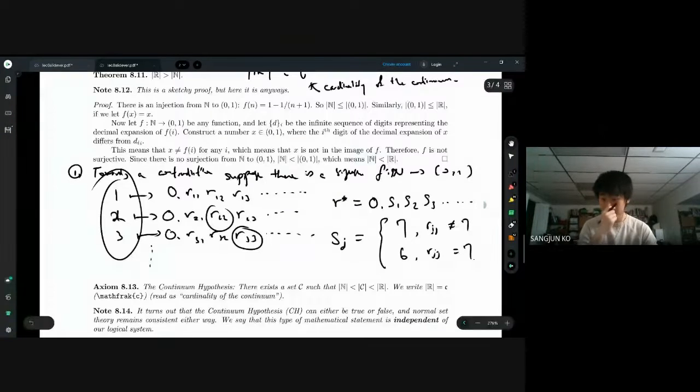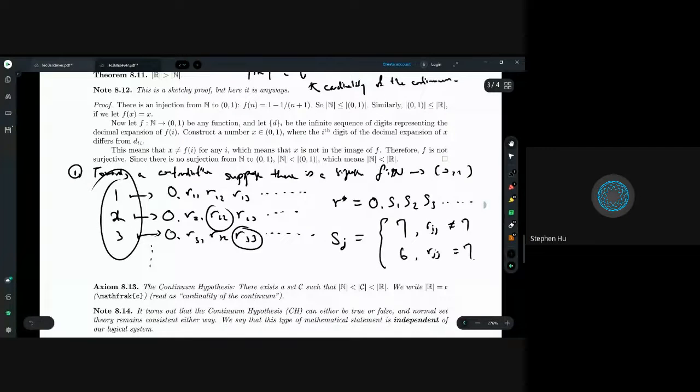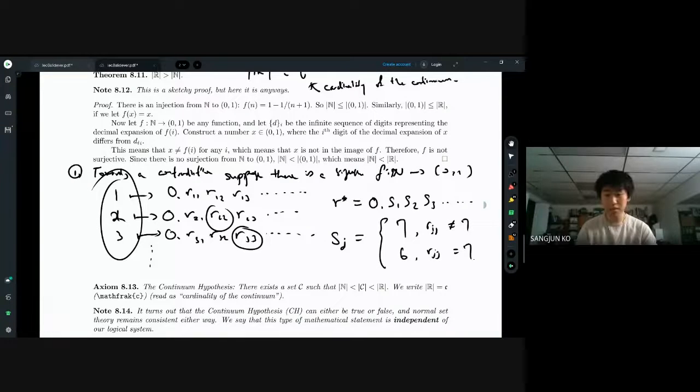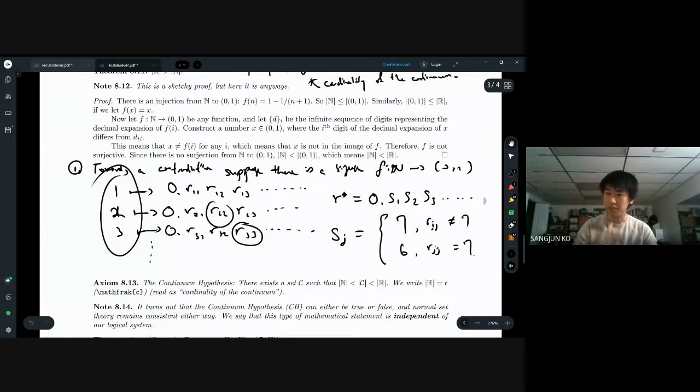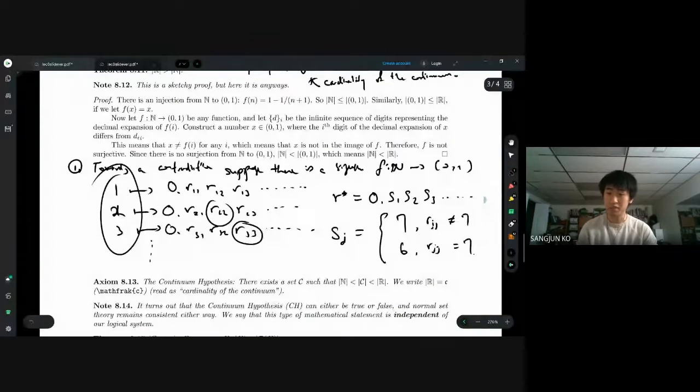It was proved by Paul Cohen in like the 60s, I think. It was a huge deal when it was proven. I think he got a Fields Medal as a result of proving this. It can either be true or false, and the axioms of set theory will be consistent either way, and we say it's independent of the logical system. Any questions so far?